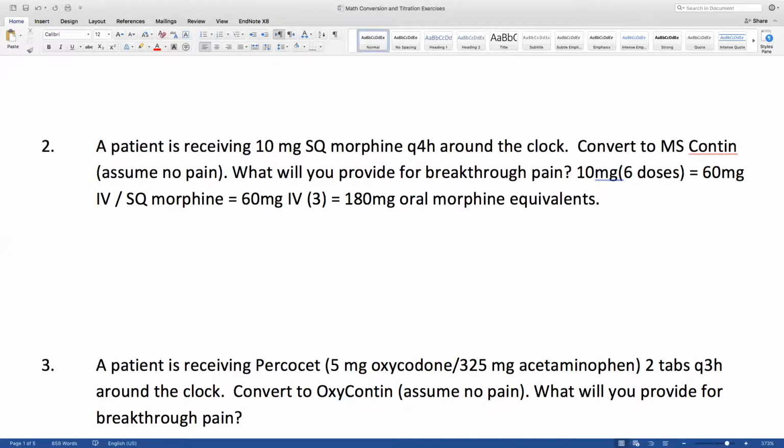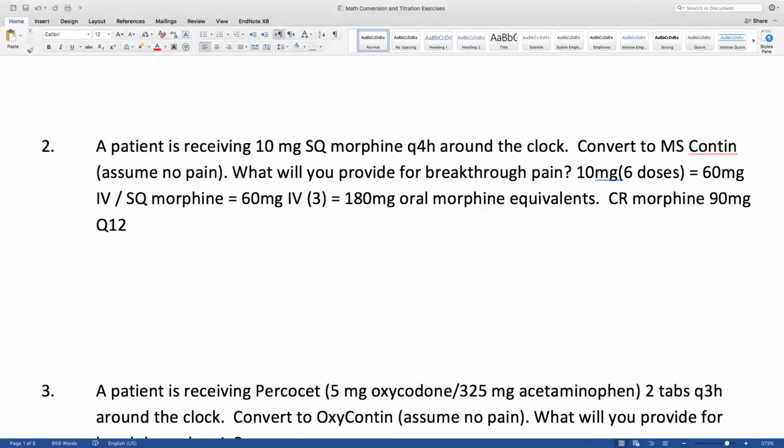You need to take that to MS-Contin. So theoretically it would be, if it came in a dose like this, it would be 90 milligrams, let's call it CR morphine. How's that? CR morphine, 90 milligrams Q12. Do you guys agree? What would the breakthrough dose be? What do you think? 18. IR morphine, let's just say Q4 hours, PRN. Fair enough?